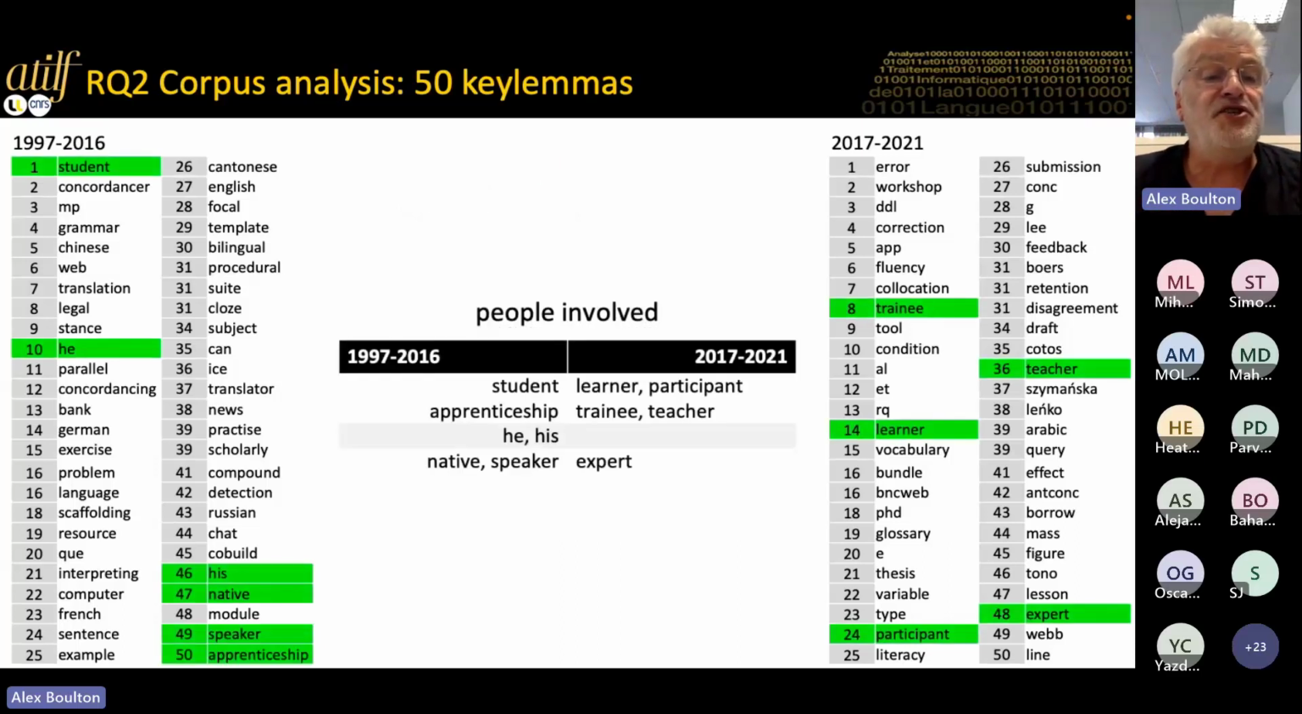So the first item on the list is student, which is a person, and these are other words which involve people. So student, now we talk about learner, participant, apprenticeship, trainee teacher, or indeed trainee teacher. He and his were keywords in the old corpus. They're much less frequent in the recent corpus, not because we get less sexist, but because there were some case studies in the earlier corpora which are less frequent today. So it's more likely to talk about they. But native speaker often go together. We're more likely to talk about an expert today.